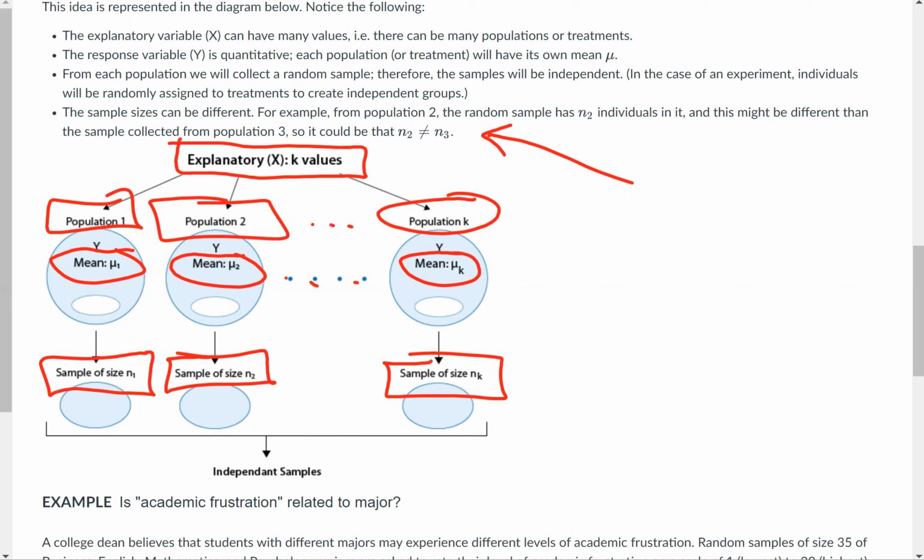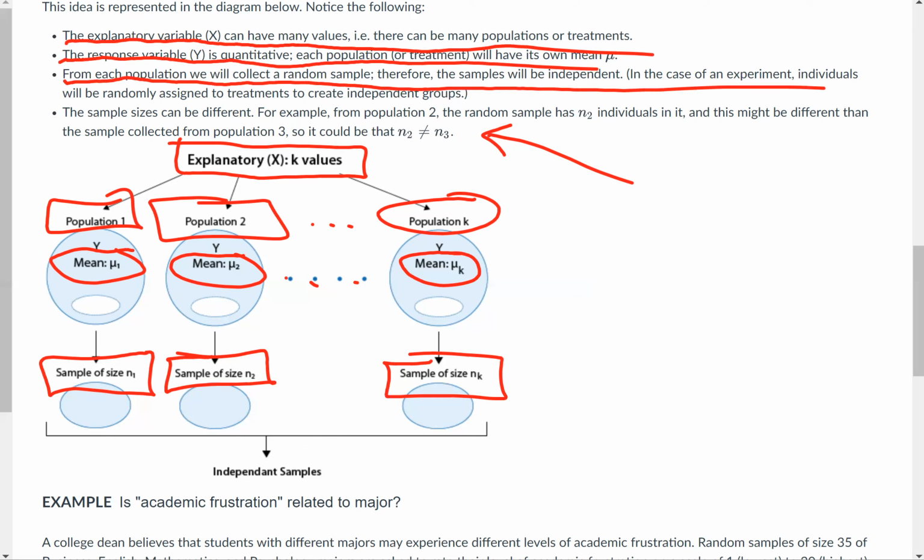Let's make a few notes about this. First, the explanatory variable X can have many values, i.e. there can be many populations or treatments. Second, the response variable Y is quantitative. Each population or treatment will have its own mean mu. Third, from each population, we will collect a random sample. Therefore, the samples will be independent. In the case of an experiment, individuals will be randomly assigned to treatments to create independent groups.